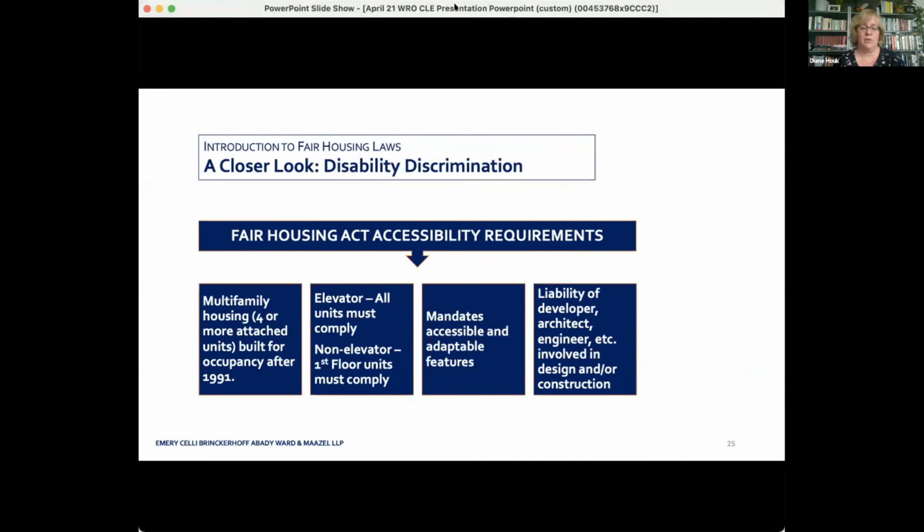It has to be a new construction, multifamily attached units of 4 or more since 1991. If there's an elevator in the building, all the units in the building must comply with these standards. If it's a non-elevator building, again, a garden style apartment building where the first floor units and then there's a second floor that you have to walk up to, only the first floor units have to comply. It mandates a set of accessible and adaptable features that must be designed and built at the time of construction and not later on demand or as people request them. And liability under this provision is both for the developer, the architect, the site engineer, anyone who is involved in the design and construction and made these decisions to create inaccessible features.